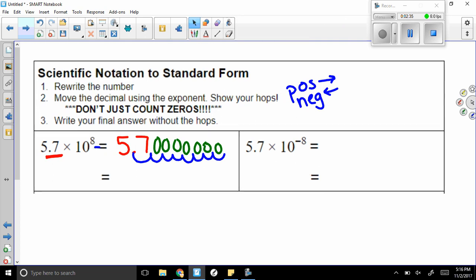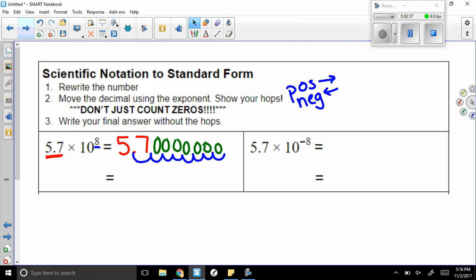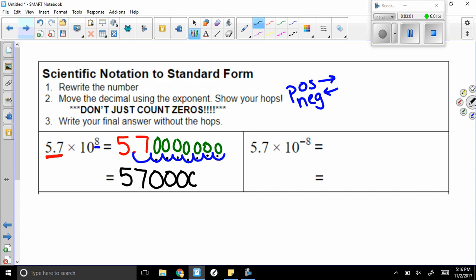I'm still going to have, I don't know why my marker's not working, my 5 and my 7. And then I'm going to put all those zeros. You can't put just 8 zeros because your exponent is 8. You've got to count how many you actually needed in those hops. So I had 1, 2, 3, 4, 5, 6, only 7 zeros. So make sure you have the correct amount here.